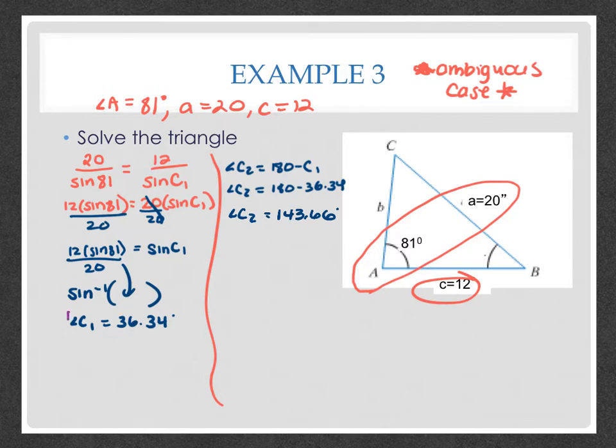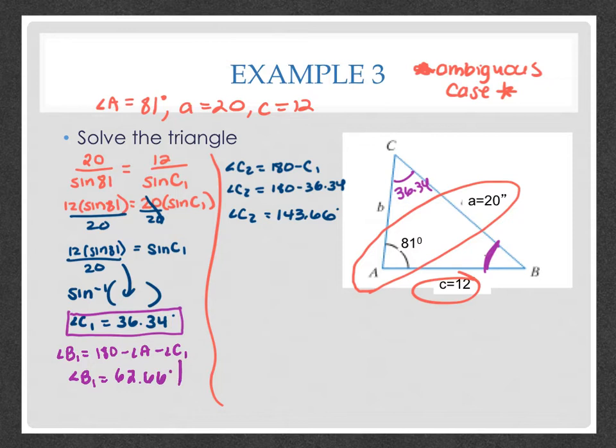Okay, so now I've got the second angle of the first triangle, because they gave me one. The last thing I need to find is the third angle. So angle B1, I'm going to find by subtracting angle A and angle C1 from 180. And I get angle B1 is 62.66 degrees.